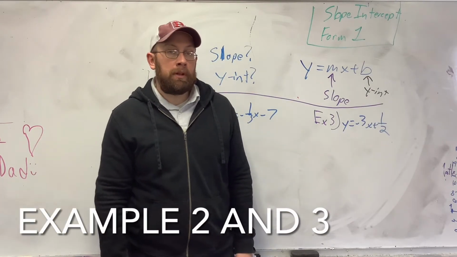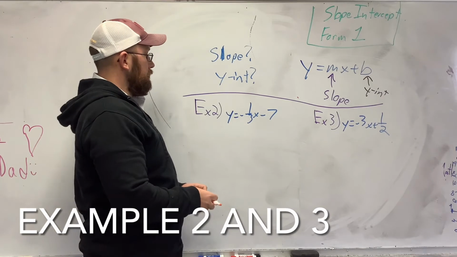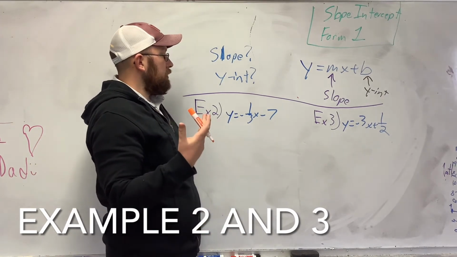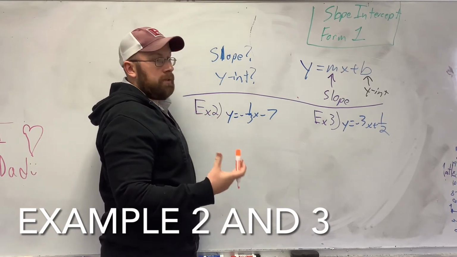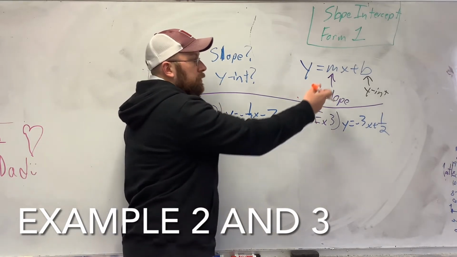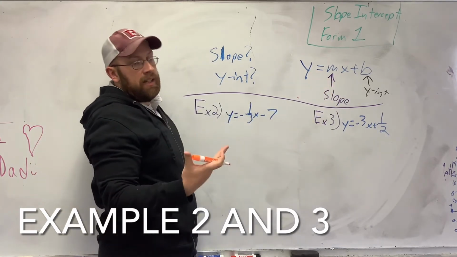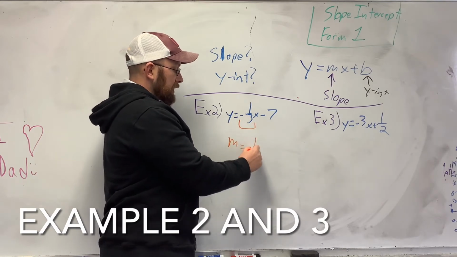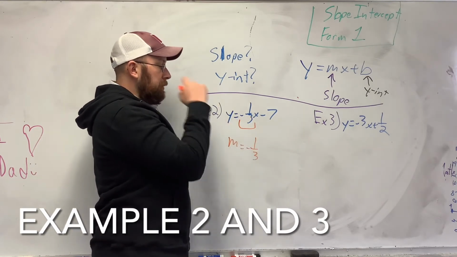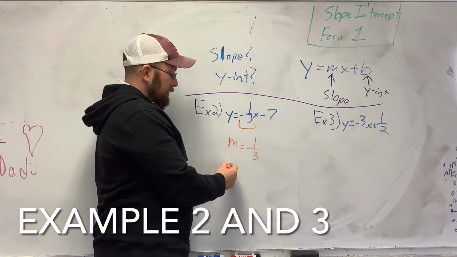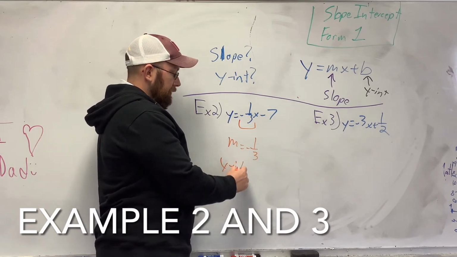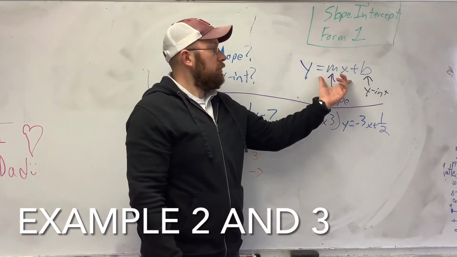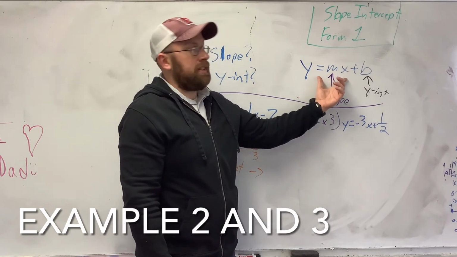All right, examples 2 and 3 we're actually going to do together. For both of these, all I want to know is what is the slope and what is the y-intercept. So this is just a task to develop if you know where to find the slope and the y-intercept in the slope-intercept form. So my slope here is -1/3 because it's the number in front of the x. It's the coefficient of the x. My y-intercept is -7.